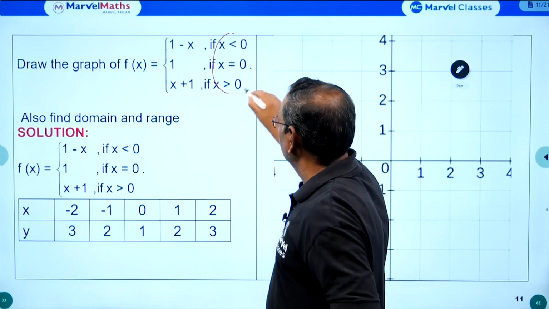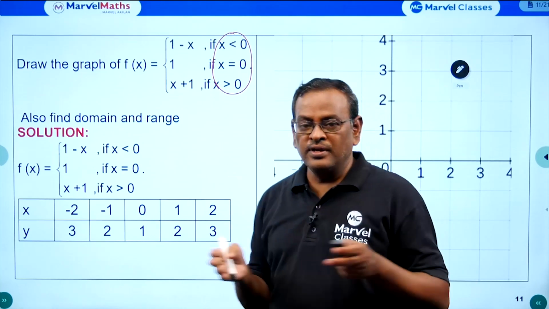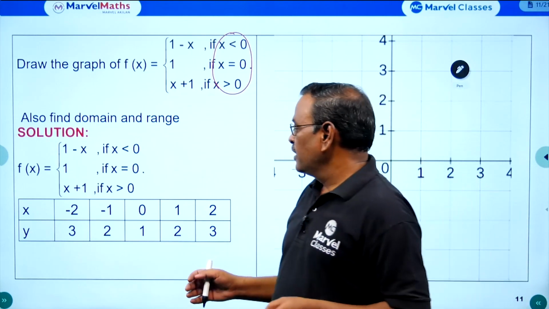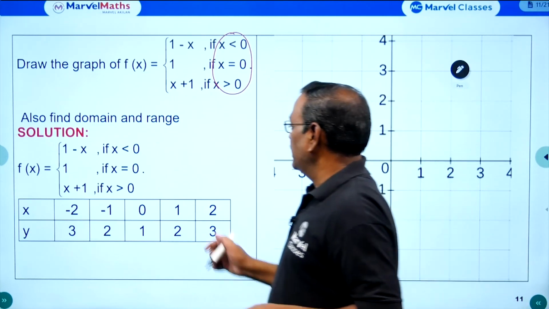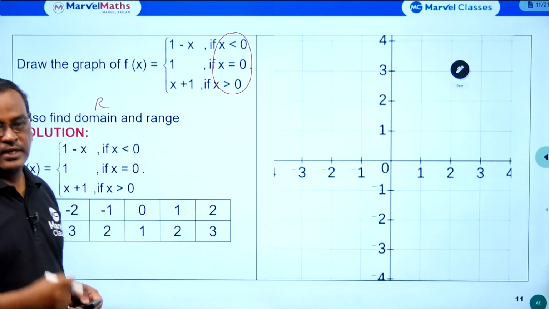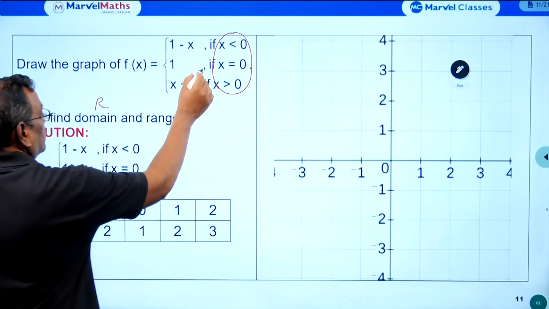this is the domain, that is the input. So less than 0, greater than 0, equal to 0, it covers all the values from minus infinity to plus infinity, and hence the domain is equal to R. So the range we have to find only through the graph. Okay. Now first, when x equal to 0, x equal to 0 belongs to here.